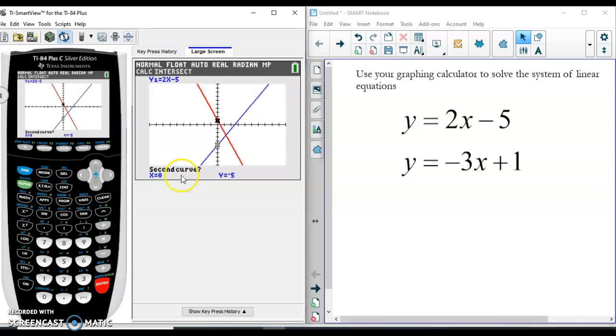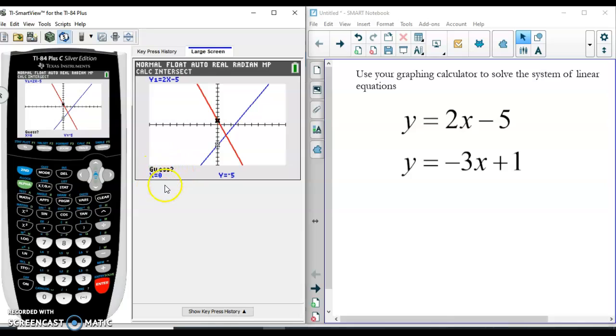The second equation I want to use, my cursor is on it already. If it wasn't, I would just hit up and down. So the other one I want is the blue line. So you'll see that I have a cursor on the red line and a cursor on the blue line. So I hit enter to that. So these are the 2 things I'm finding the intersection of.